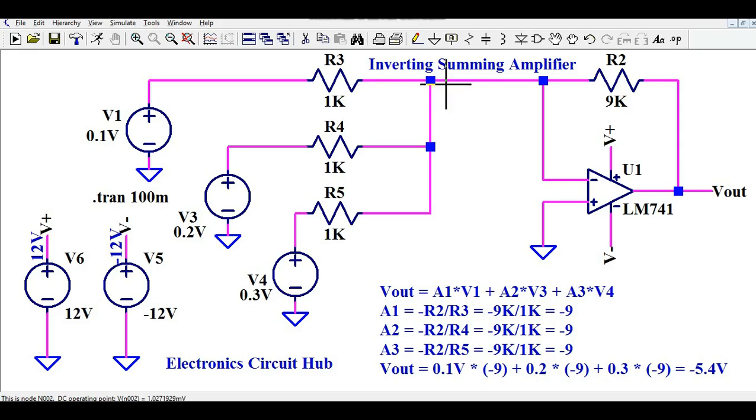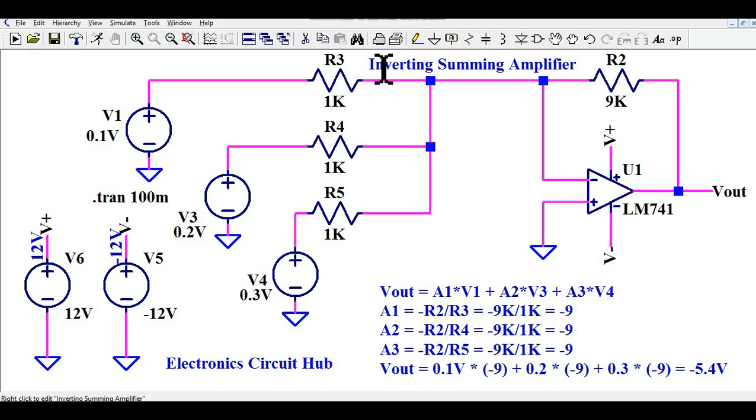You can see here in the inverting summing amplifier, the input is connected to the minus terminal of an op-amp 741. Okay, so in non-inverting summing amplifier, the input has to be connected to the plus terminal or non-inverting terminal of an op-amp LM741. So this is basically the difference between inverting summing amplifier and non-inverting summing amplifier.